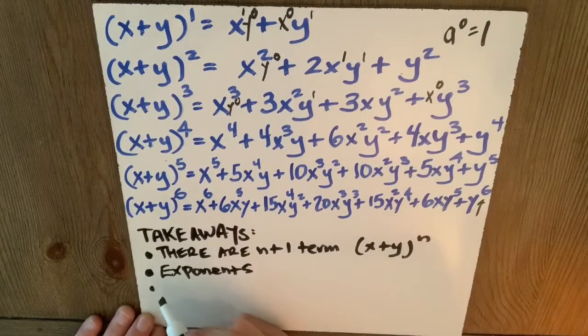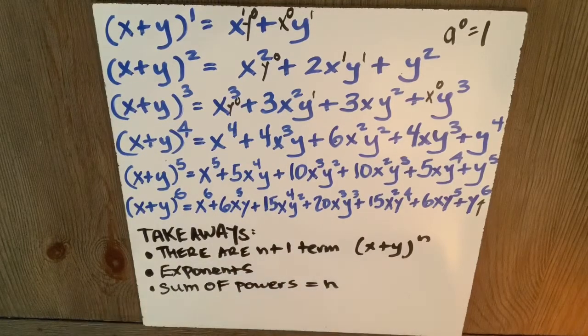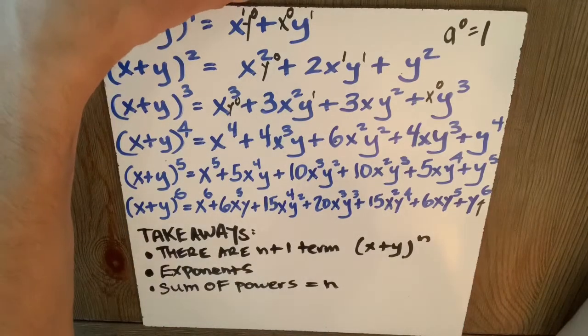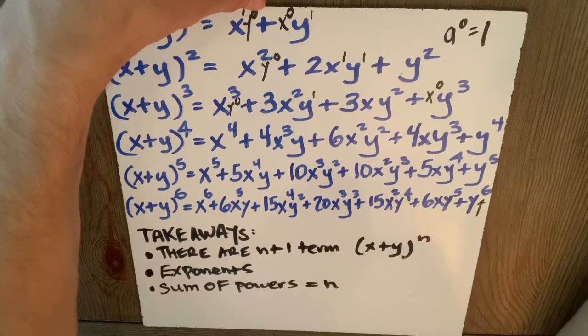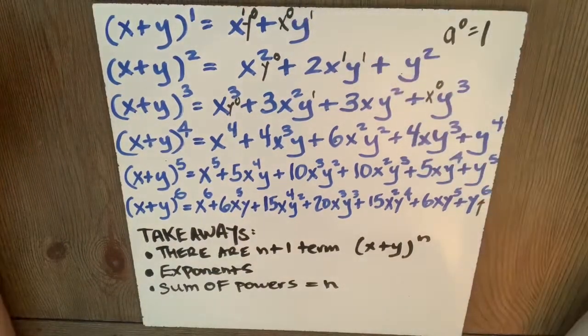Let's also look at the sum of the powers. Well, the sum of the powers will be n. For example, here n is 1. Look at the sum of my powers. 1 and 0 on this term. Remember, terms are separated by pluses and minuses. 1 plus 0 is 1. 0 plus 1 is 1.